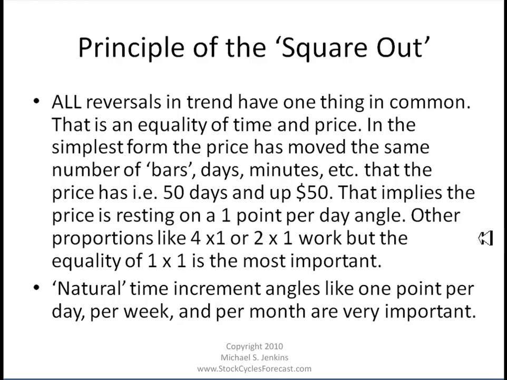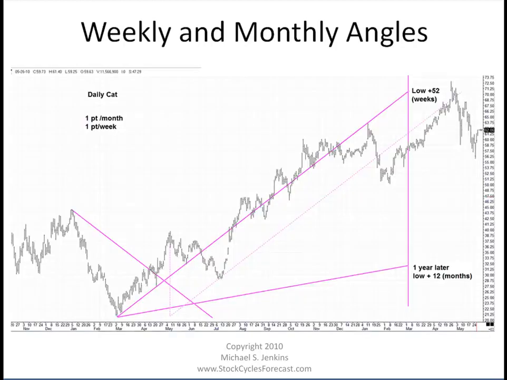So the ones that work the best are usually the natural time increments, like 1 point per day, 1 point per week, and 1 point per month. And on our long-term charts, we want to really keep track of these types of angles. These are very easy to put on, and all we have to do is go out exactly 1 year on our chart.